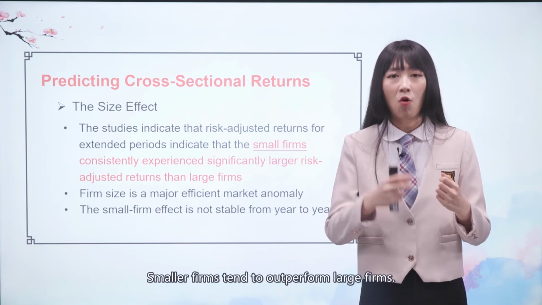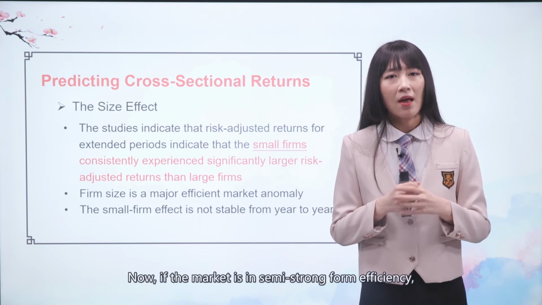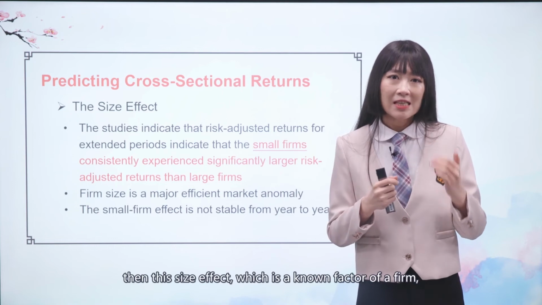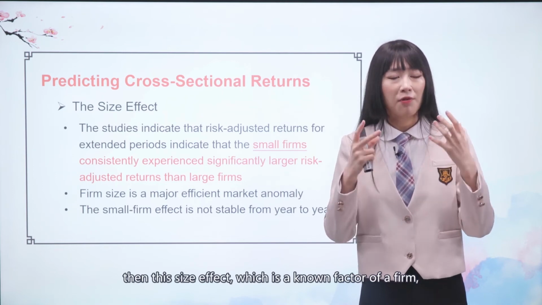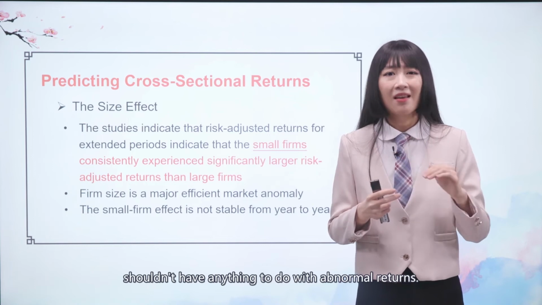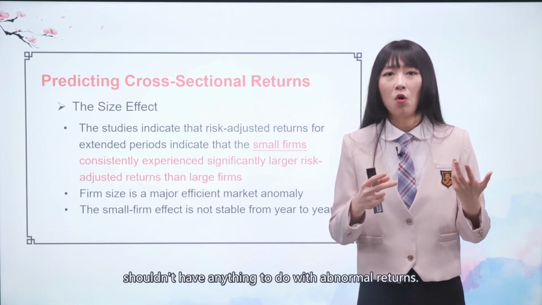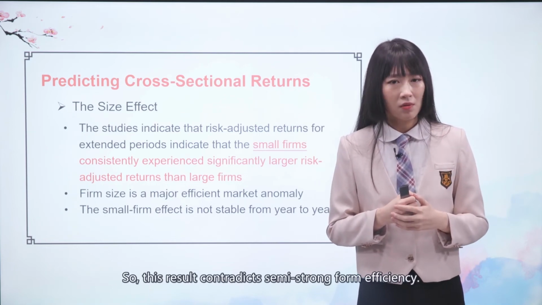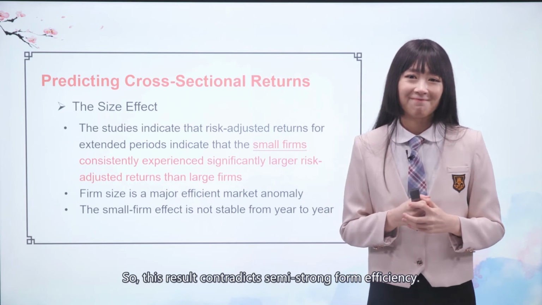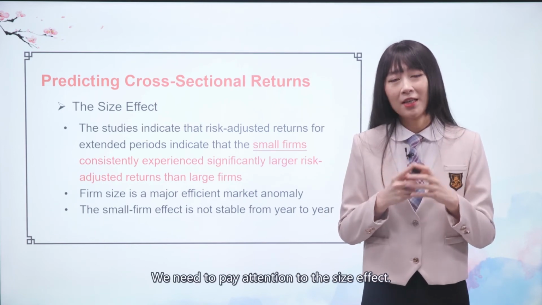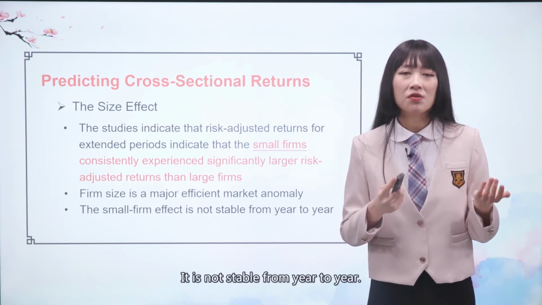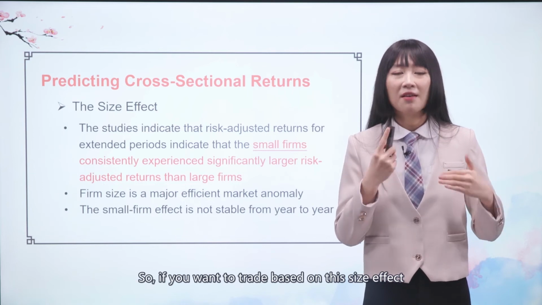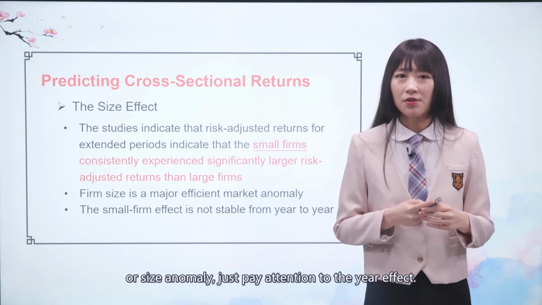So that's the basic reason behind the size effect. Smaller firms tend to outperform large firms. Now, if the market is in semi-strong form efficiency, then the size effect, which is a known factor of a firm, shouldn't have anything to do with abnormal returns. But we find it does. This result contradicts semi-strong form efficiency. However, we need to pay attention to the size effect. It is not stable from year to year. So if you want to trade based on this size effect or size anomaly, just pay attention to the year effect.